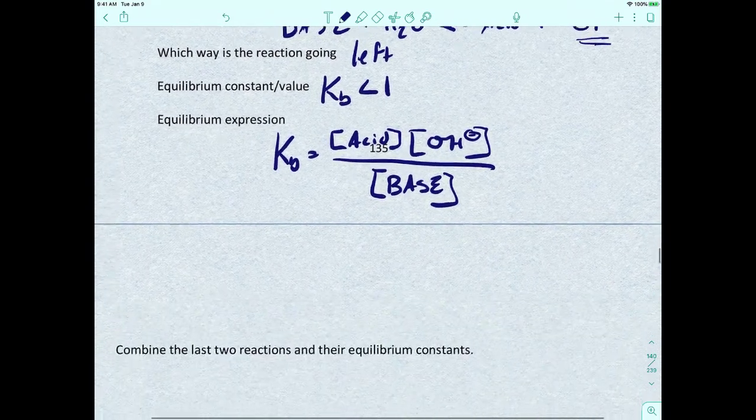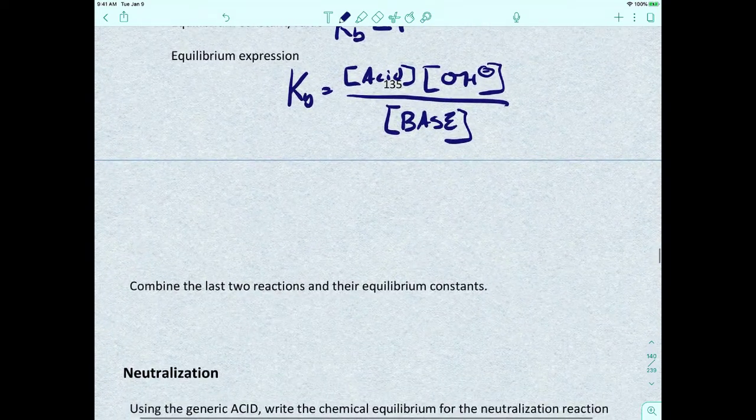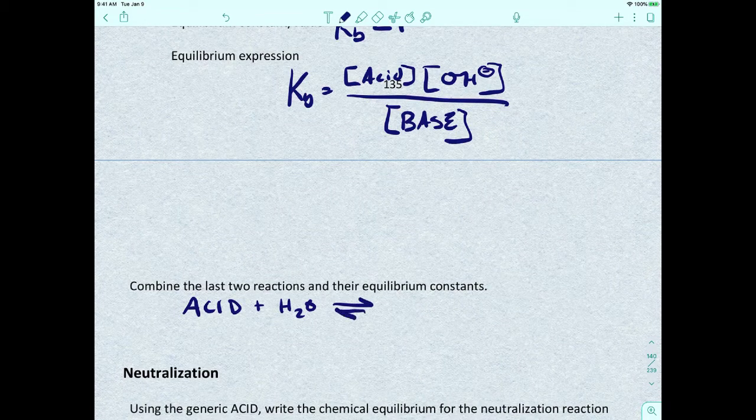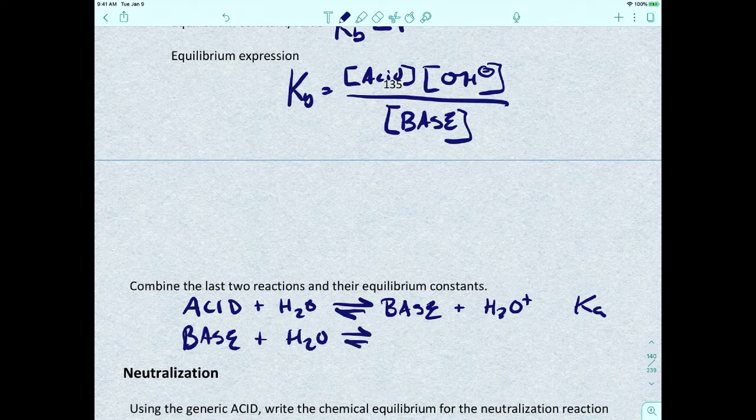Now if I was to combine the last two reactions, if we take acid plus water in equilibrium with base plus H3O+, I think you guys know where this is going to go, and we measure Ka for that. And then the second reaction was base plus water in equilibrium with acid plus OH-, and we use a Kb for that reaction.